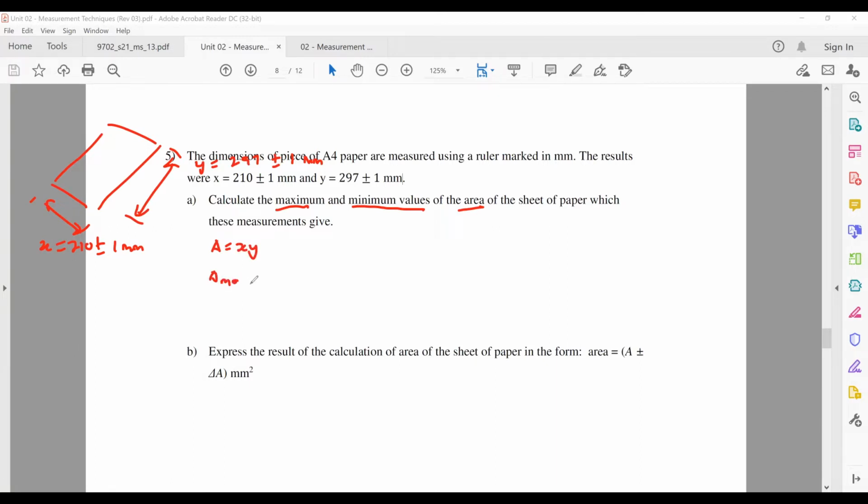So A max is just going to be X max times Y max, which would actually be 211 and then 298. Okay. Just bear with me first. This one is 62,878 millimeters squared.